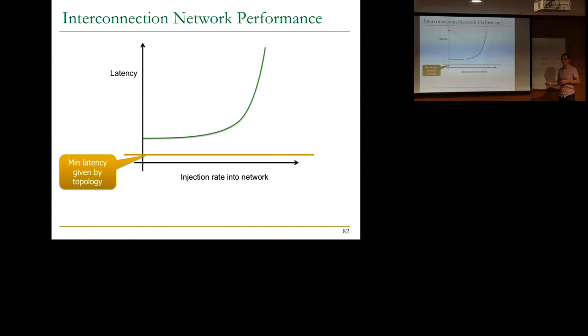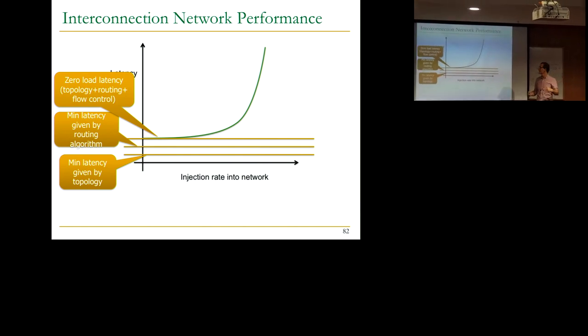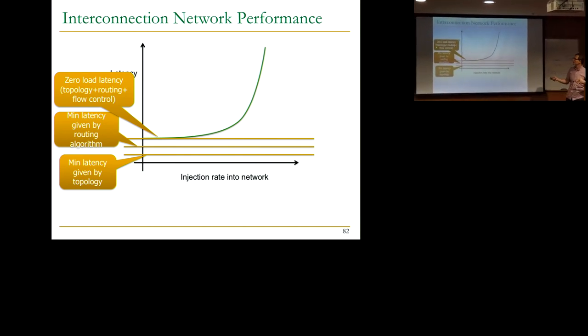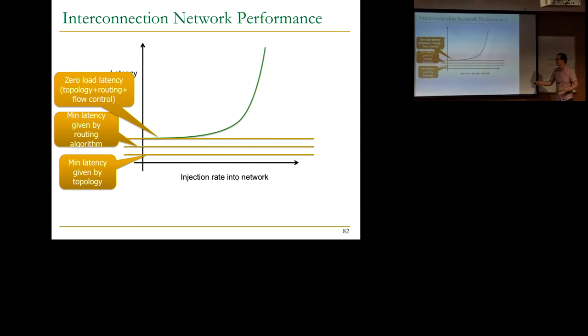And as we discussed, you have a minimum latency given by your topology design, and you have a minimum latency given by your routing algorithm on top of that. Because of inefficiency in your routing algorithm, you may not be able to exploit all of the minimum latency that's really offered by your topology. And on top of that, you have a minimum latency that's dictated by the flow control mechanisms that you employ, buffering and flow control. And that's called the zero load latency. And if you make these efficient, you'll push these down, of course. And if your topology is really good, then you'll push this down to almost zero.